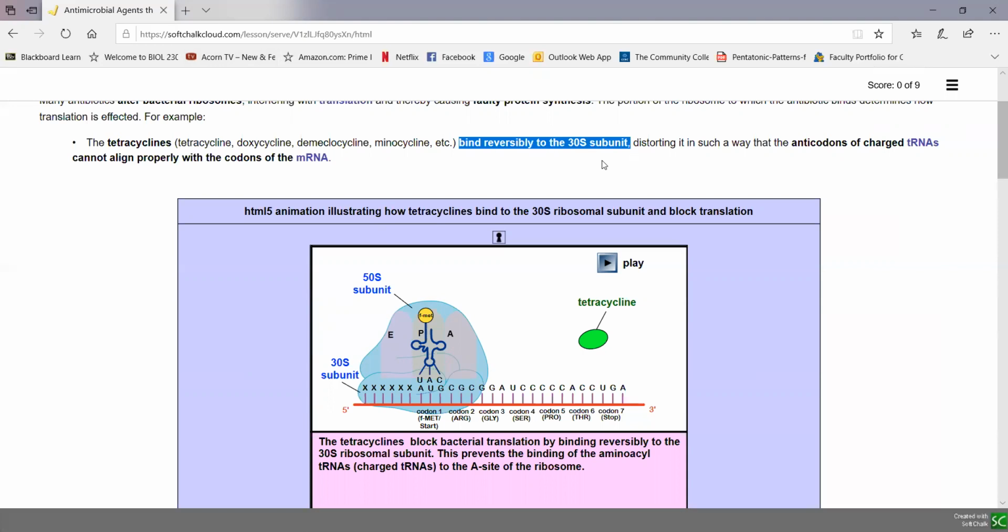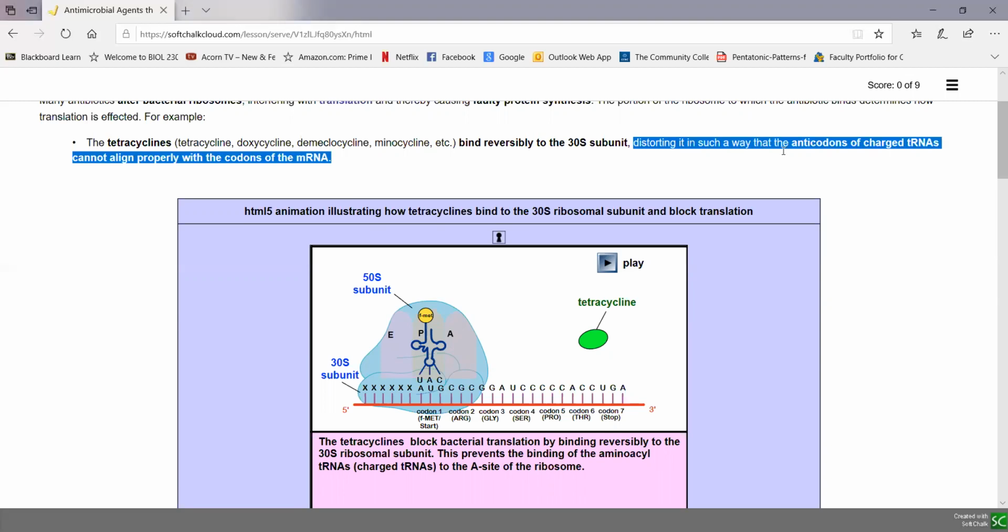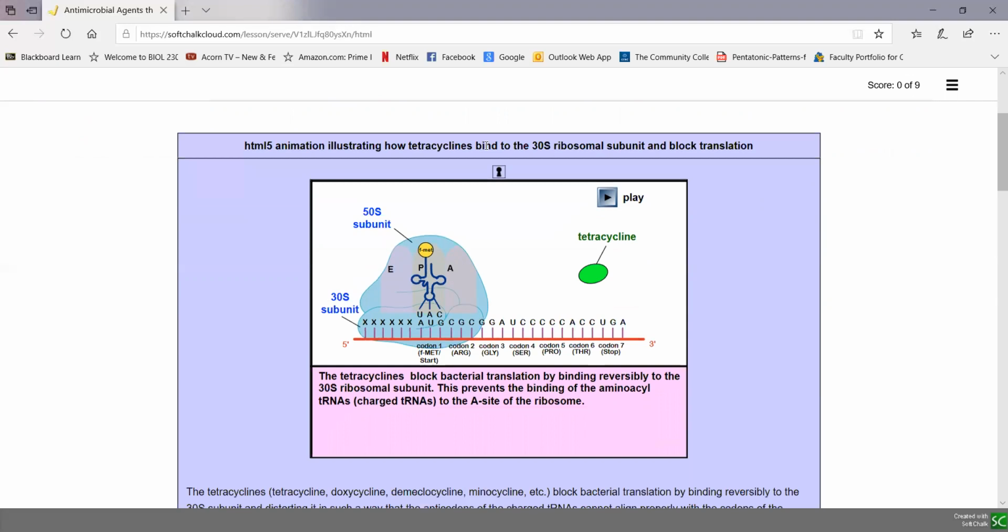Now, when the drug binds to the ribosomal subunit, that distorts the subunit in a way that the anticodons of the charged transfer RNAs can't align properly with the codons of the messenger RNA. And we can see that in our next animation here.